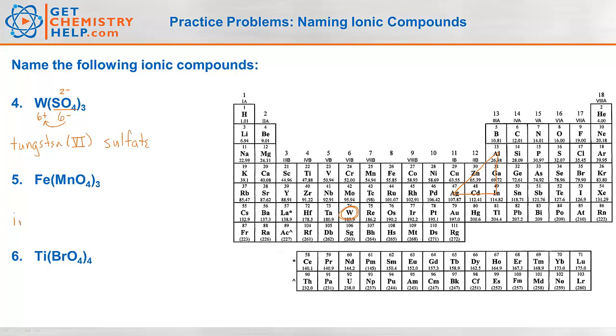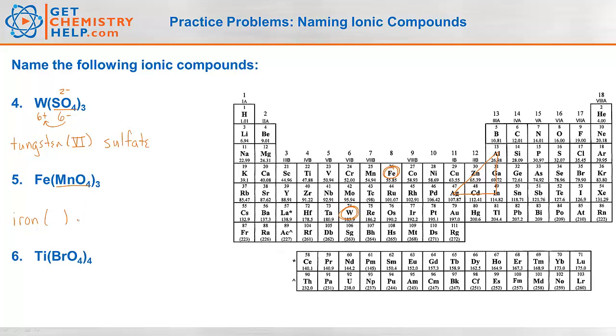Fe. Fe is iron. Will that need a Roman numeral, or is that a fixed charge? Well, let's find iron. Oh, it's right here. It's not in group 1, it's not in group 2, it's not in the triangle, so it will need a Roman numeral. We figure that out by whatever this is called.